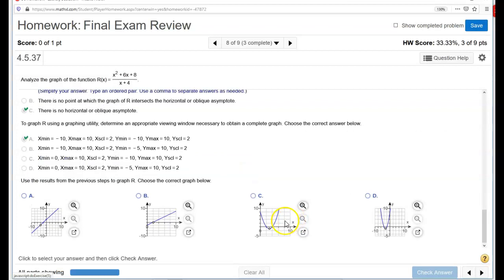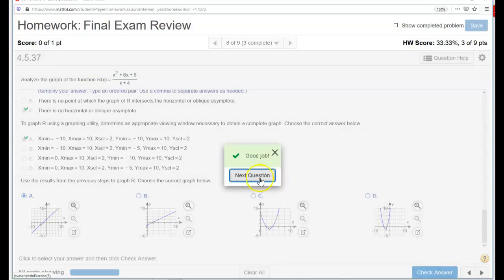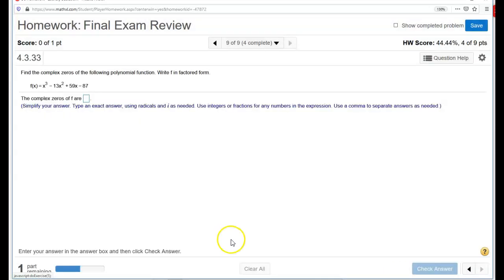All right. And using the result from the previous steps to graph R, choose the correct graph below. Remember, it's the graph of x plus 2, so it goes through the 2 on the y-axis there, like this one, and it has a slope of 1/1, so it's going to be that one right there. All right. Last problem on the review.